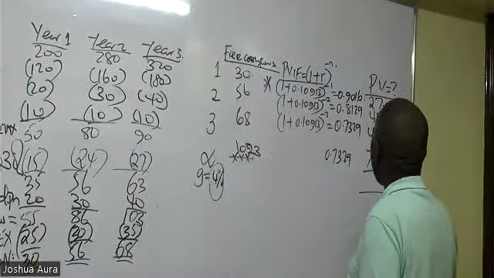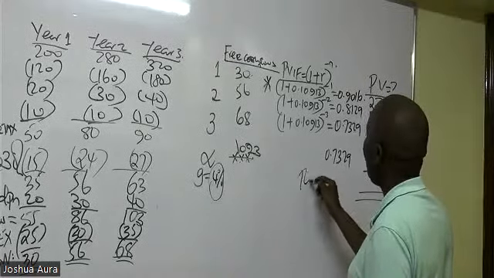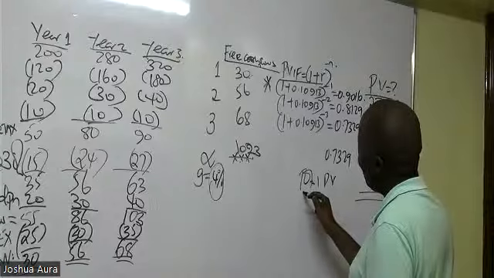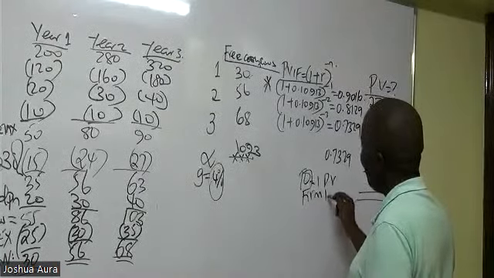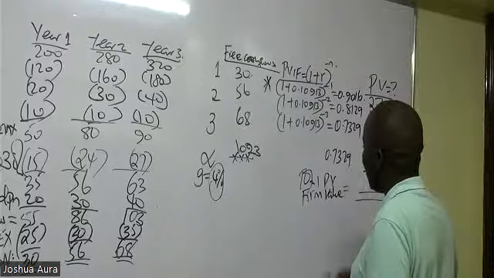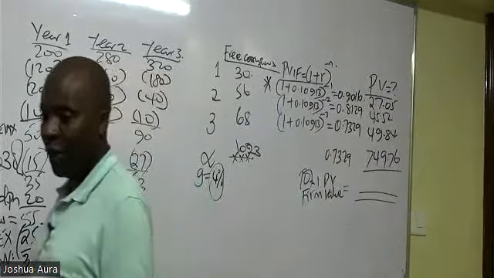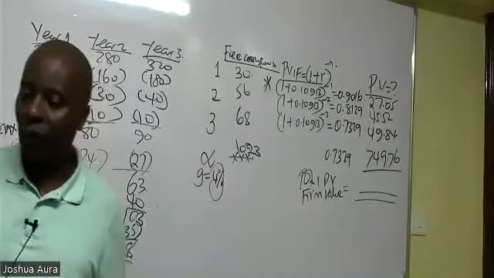So could you kindly come and add for us? Give us the total present value, which will be the same as the farm value, the farm value using the discounted cash flow method.